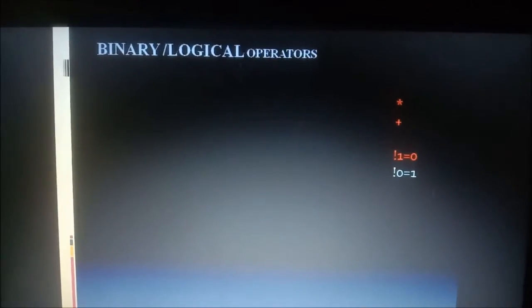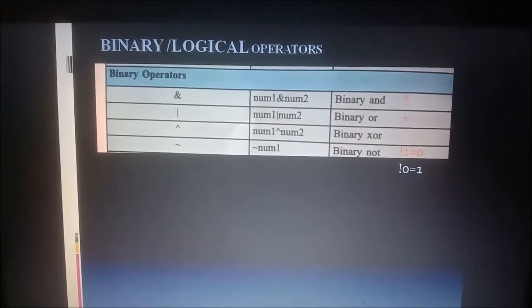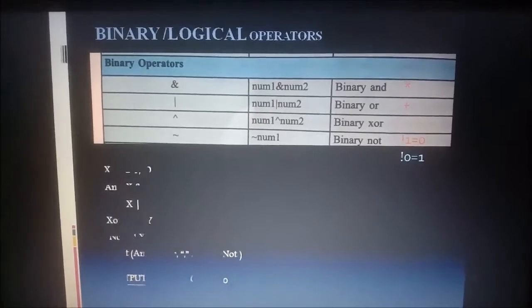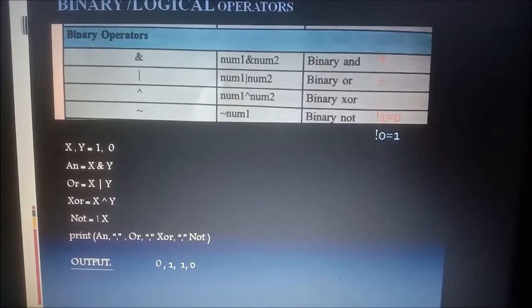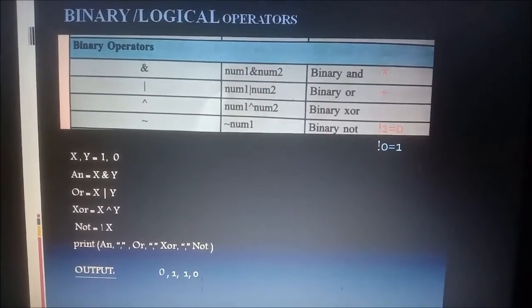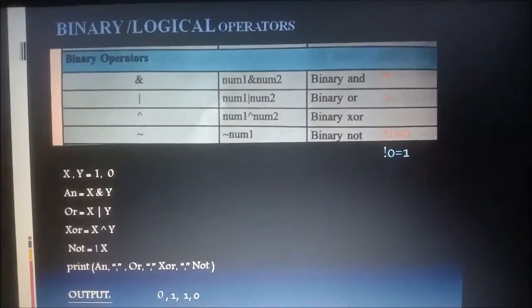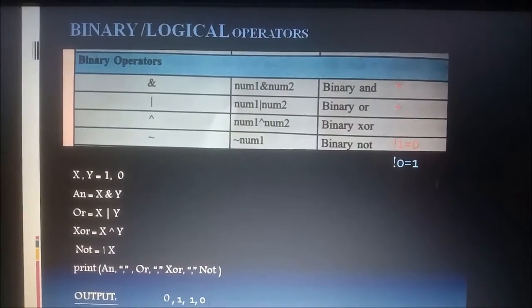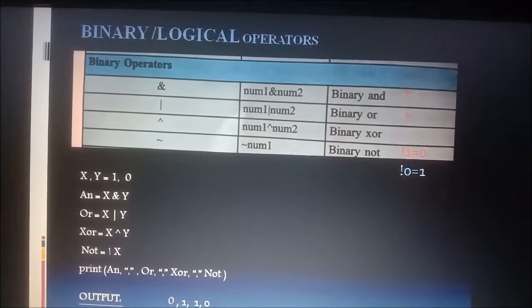After this we have the binary or logical operators. The ampersand symbol, the or symbol, the XOR symbol, and then the one's complement symbol, which is used for NOT. These are basically used in electronics. Say we have two variables x and y having values 1 and 0. Here we need to take care that x and y both are boolean variables because they hold either true or false as values. The value can be 0 or can be 1.